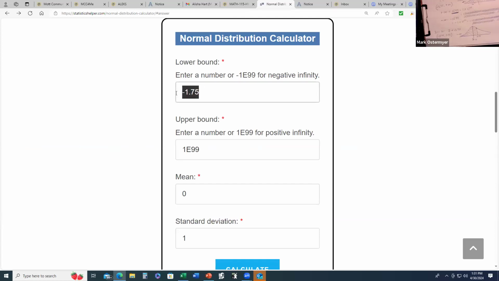What's the lower endpoint? Negative infinity, negative 1e99. What's the upper endpoint? 0.98. Mean and standard deviation are still 0 and 1 because all we have talked about so far today is the standard normal probability distribution. In 2 days, ladies and gentlemen, we'll talk about other normal distributions that have other means and other standard deviations. But today, it's just the Z distribution.